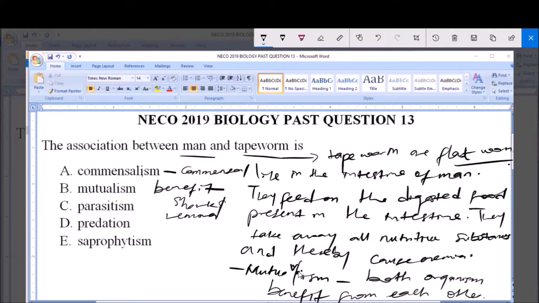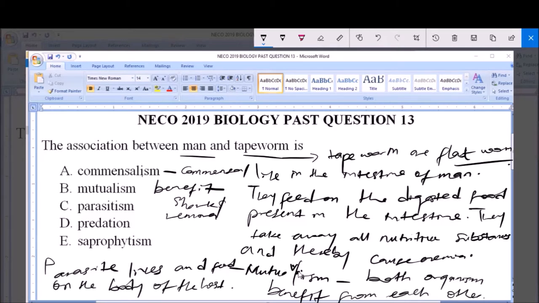Now, C says parasitism. Now, parasitism is a type of association whereby an organism known as a parasite lives and feeds on the body of the host. It lives and feeds on the body of the host and causes what? And causes damage to the host. That's parasitism.